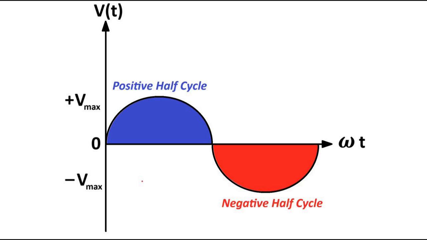This positive half cycle followed by a negative half cycle constitutes one complete cycle. A positive half cycle followed by a negative half cycle, so a particular pattern is completed: 0, positive maximum value, again 0, negative maximum value, again 0. This completes one cycle. This is called one complete cycle of the waveform.